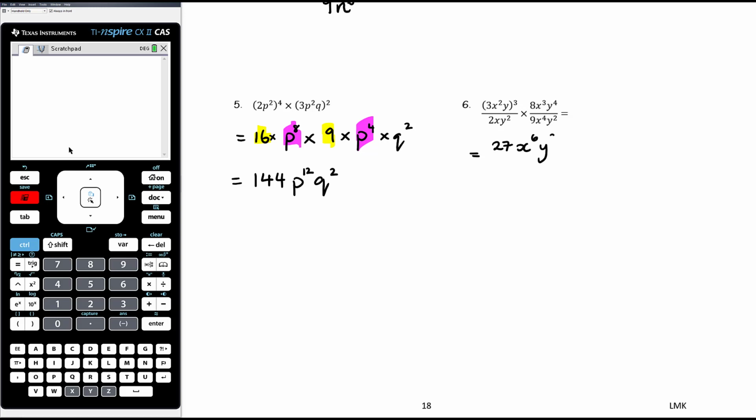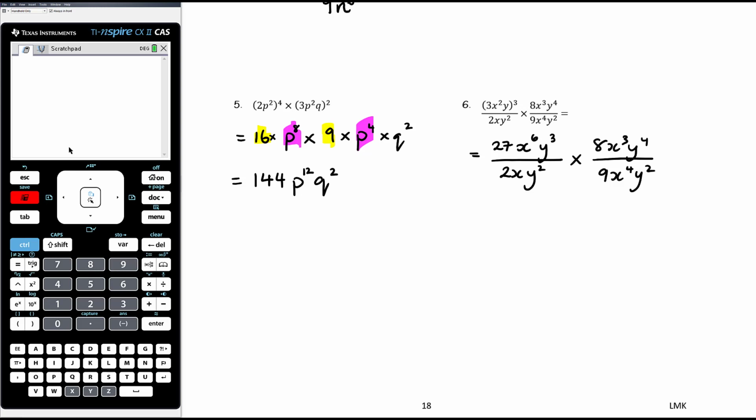I have y cubed over 2xy squared multiplied by 8x cubed y to the 4 over 9x to the 4y squared. Now, I could have simplified these fractions, but personally I always, as I said, have a system that works for you.